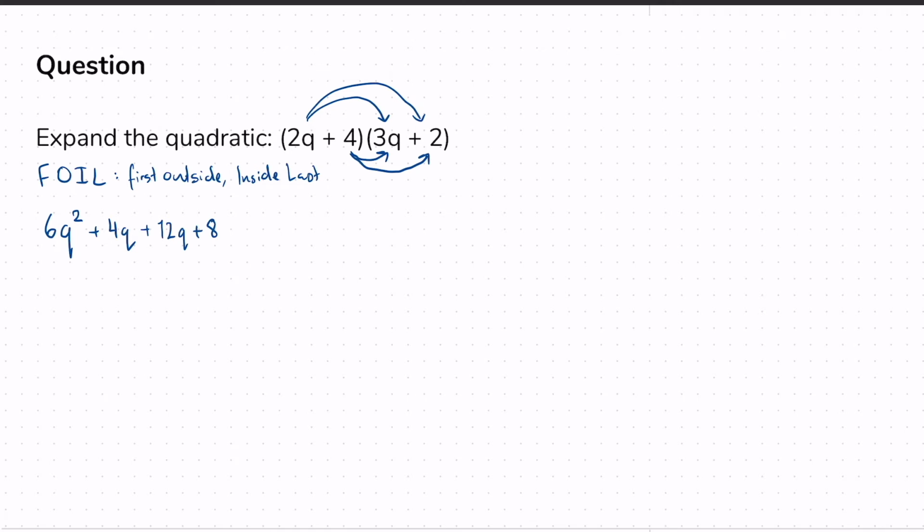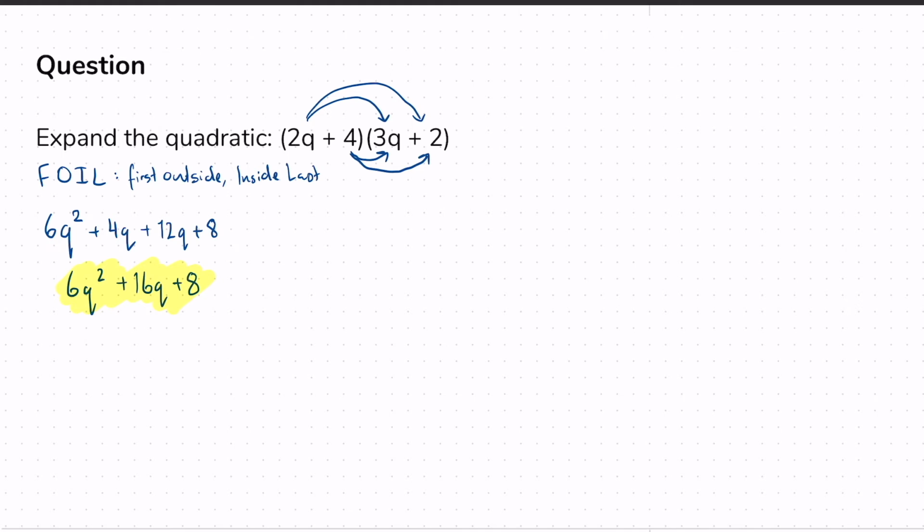And now we simplify. Right, these two are like terms, and we can add them together. 4 lots of q plus 12 lots of q gives me 16 lots of q plus 8. So here's our answer. I just want to show you another method for doing this, and you're going to use a grid to do it.